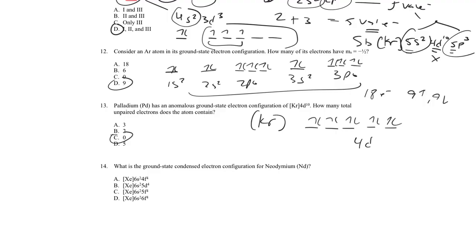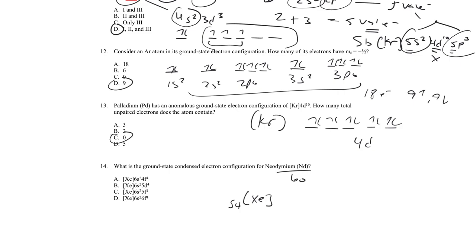Lastly here, what's the condensed electron configuration for neodymium? Nd is in the F block. It's element number 60. And so we know there should be 60 electrons assigned. Xenon is the nearest preceding noble gas. That's 54 of those electrons.